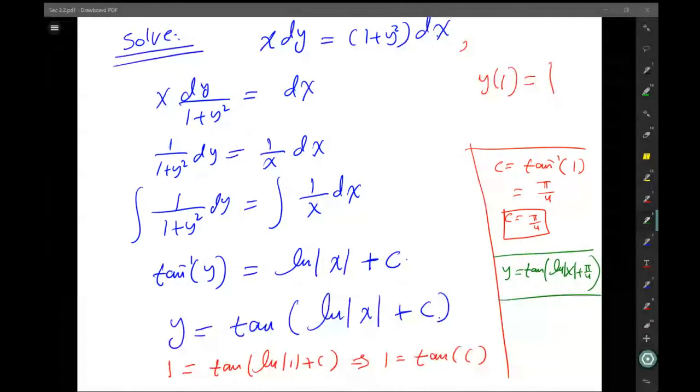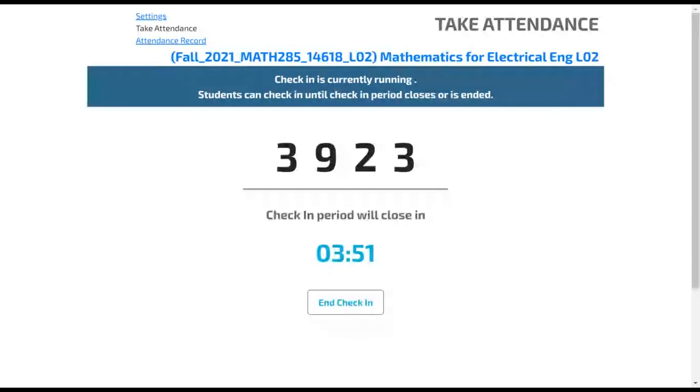اوكي طيب خلينا ناخذ الاتندنس. الكود 3923.